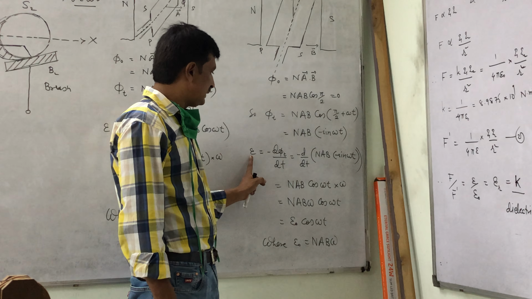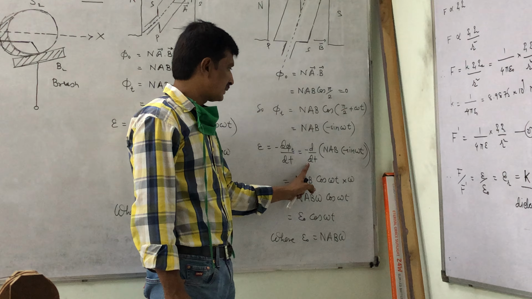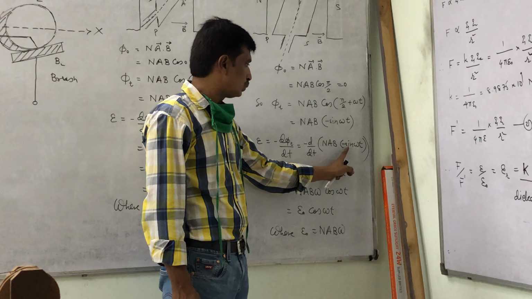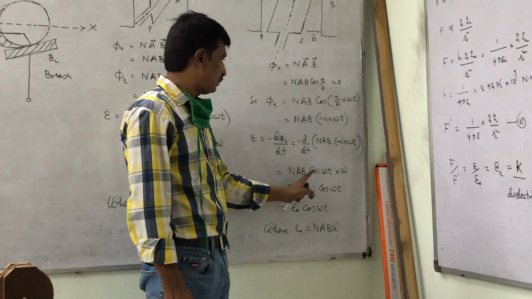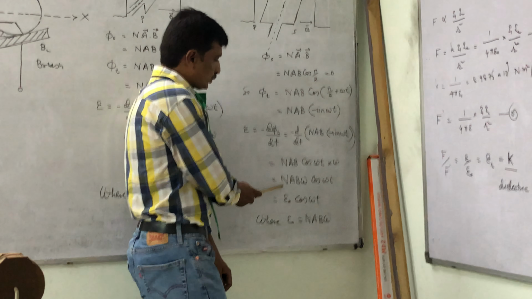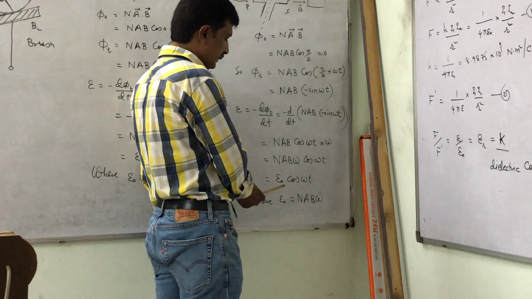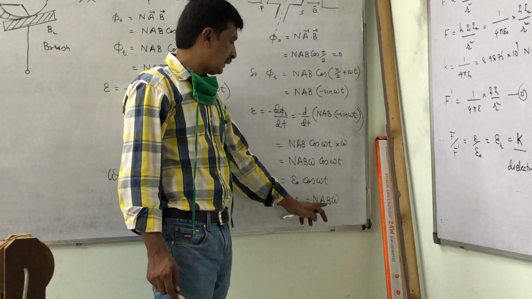Taking the derivative, E is the induced EMF, E is minus d phi t by dt, that is minus d/dt of NAB into minus sin omega t. But minus minus gives plus, NAB sin omega t, and the derivative is cos omega t into omega. So NAB omega into cos omega t, that is E naught cos omega t. Here also E naught is NAB omega.